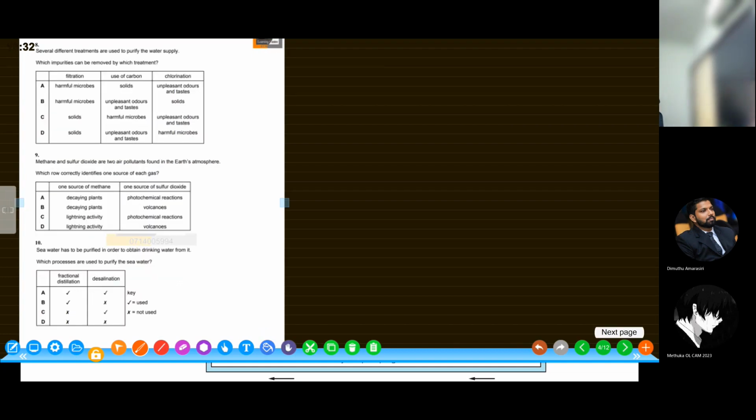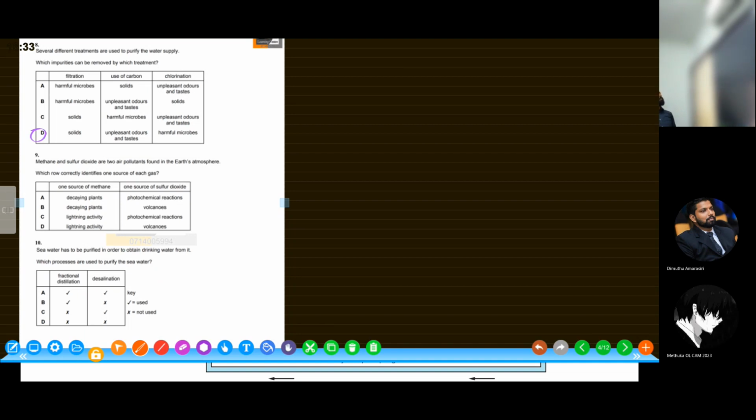And several different treatments are used to purify water. Which impurity can be removed by which treatment? Filtration, solids, definitely. Use of carbon removes unpleasant odor and taste. Chlorination, harmful microbes. The answer is D.